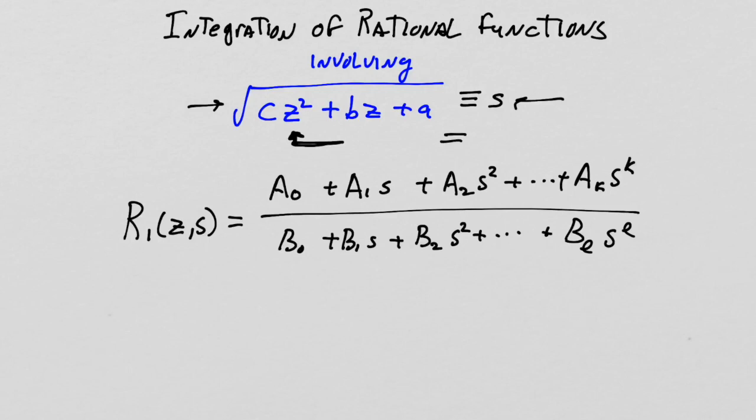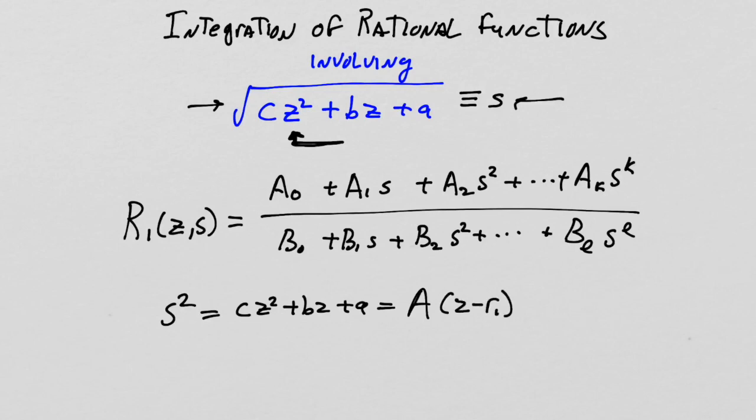So what do we do to simplify it? Well, we first understand what S squared is. S squared is cz squared plus bz plus a, which we will sometimes write as c times (z minus the first root) times (z minus the second root). That will be a typical standard way to do it.